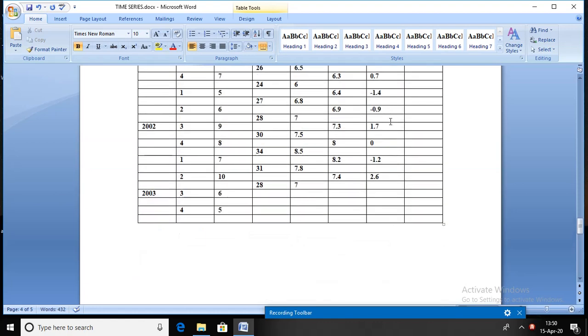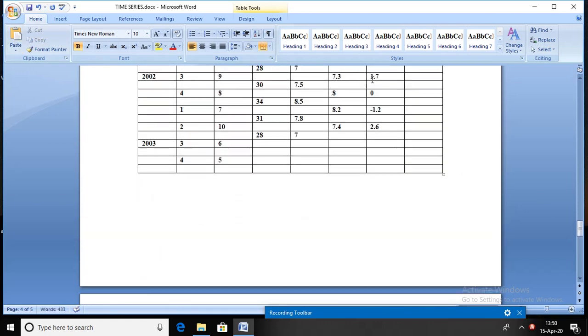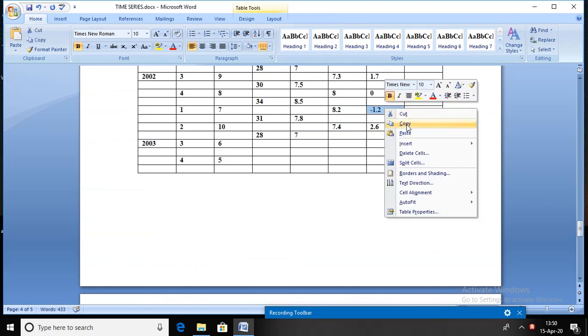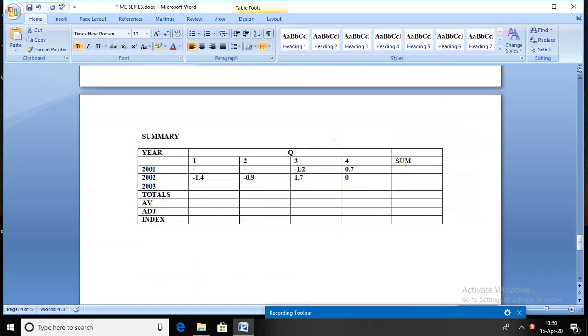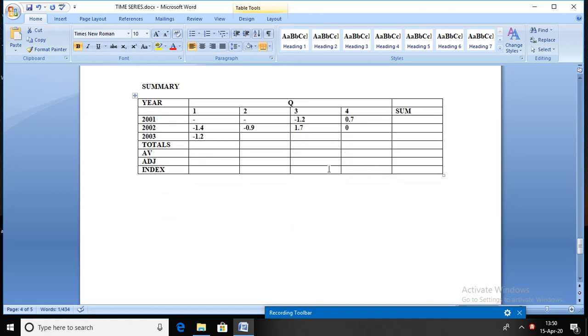The next is 0. Our seasonal value was 0 there. Let's bring it down there. Then the next one we have is negative 1.2. That's for quarter 1 of 2003. Then the last one we have is 2.6 for quarter 2 of the last year. Again, you'll notice that we don't have anything there, nothing for the last quarter as well.